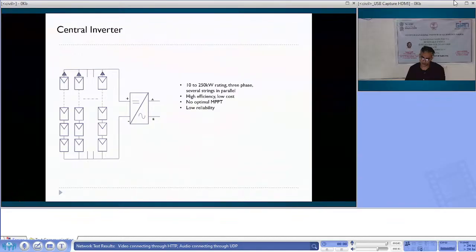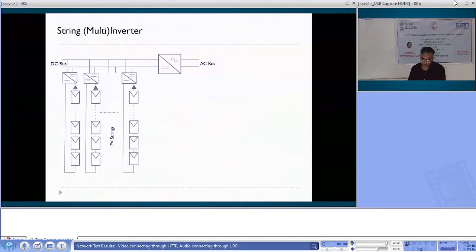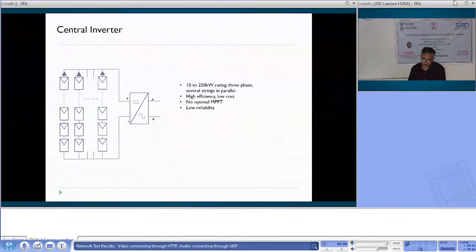Low reliability, because if something happens to the inverter, then again there is a power loss. You cannot feed the power to the grid. So low reliability. Then we have another system, the string inverter, in which each string carries one inverter. In the previous case, you have only one inverter and all the strings are connected in parallel. If you have any question related to any component in the system, please ask. Like you have the diode here.